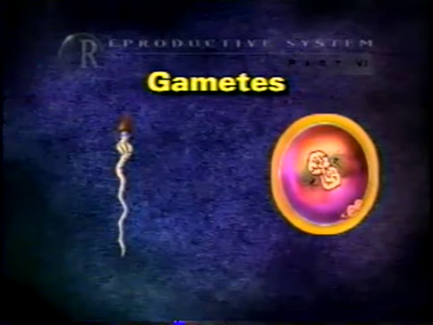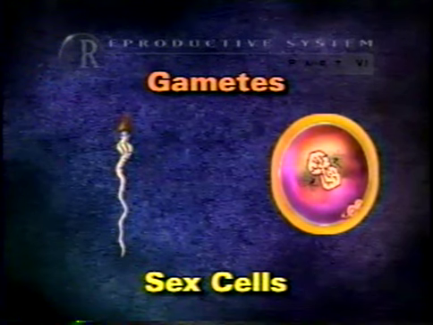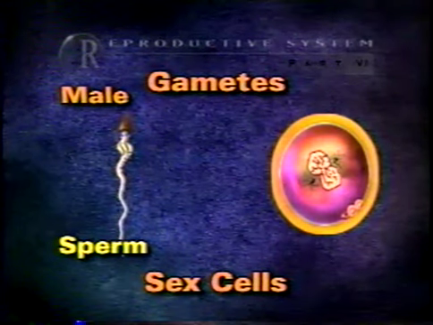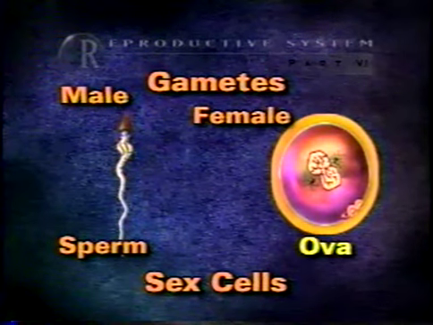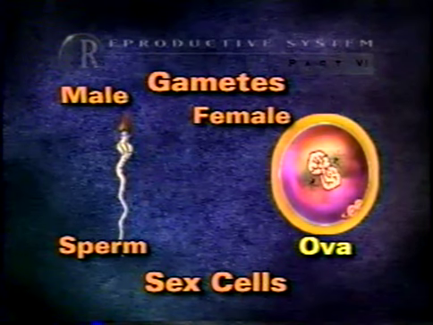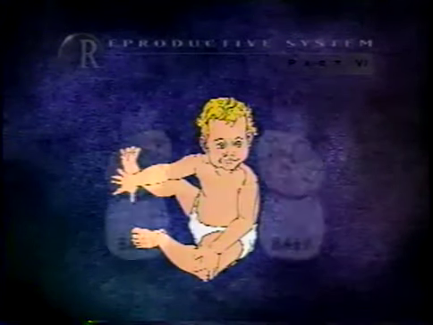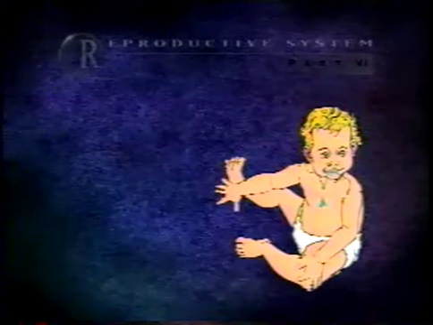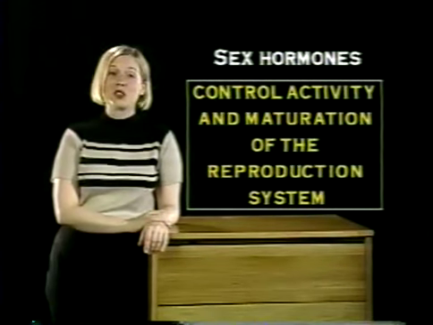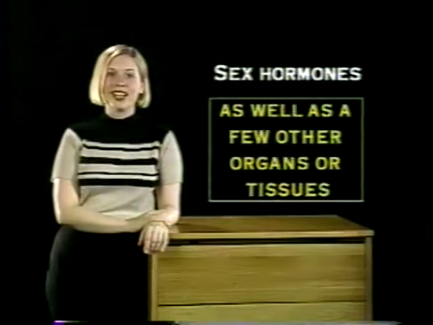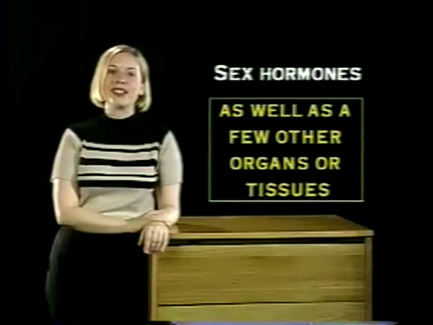hormones. Gametes are, bluntly put, sex cells. The sex cells in males are sperm, and the sex cells in females are ova, or eggs. These two sex cells fuse together to form zygotes. These zygotes will then go on to mature into individual organisms who eat, drool, and enjoy annoying foam dinosaurs. Sex hormones control the activity and maturation of the reproductive system, as well as a few other organs or tissues. We'll go into a more detailed description of them a little later.